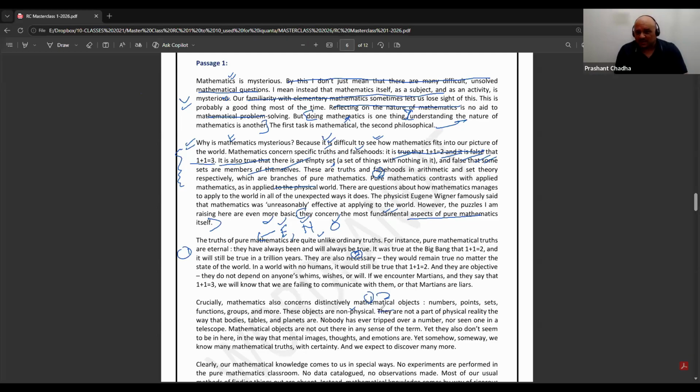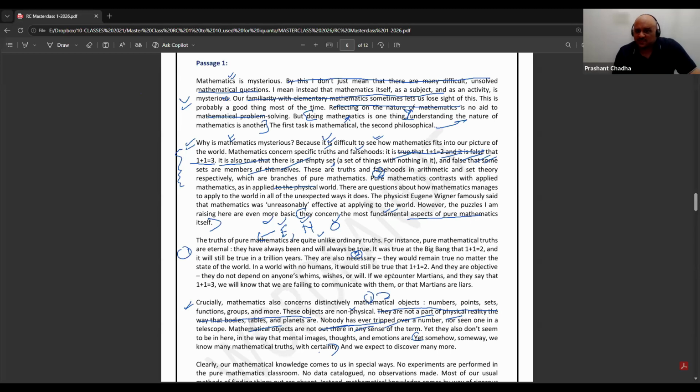If you think about it, this is all extra content which can go away. He's already defined non-physical. Nobody has ever tripped over a number. You don't see one in a telescope. Mathematical objects are not there in any sense of the term. So all of this can be cut out. He's just repeating the same thing, giving examples of how they are non-physical. The thing that we take out from this paragraph is that they are actually non-physical. Yet somehow, some way, we know mathematical truths with certainty. So we know them with certainty, even though they are non-physical in nature. So that is what we learn.